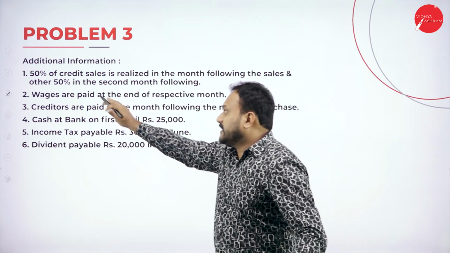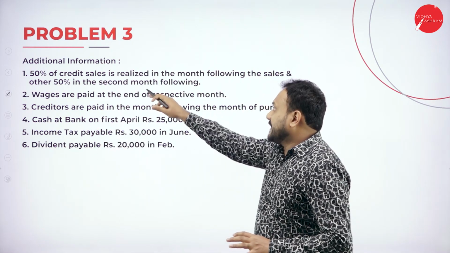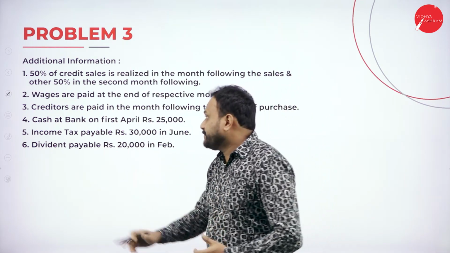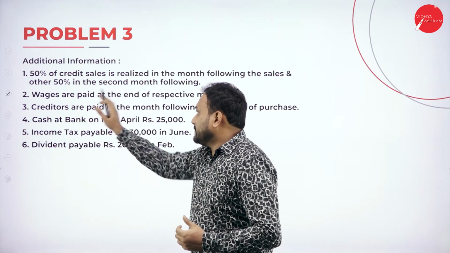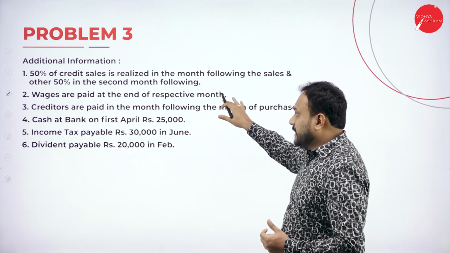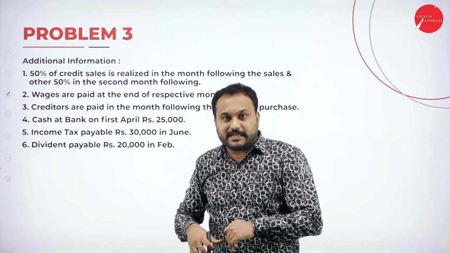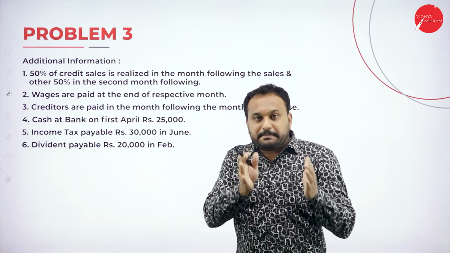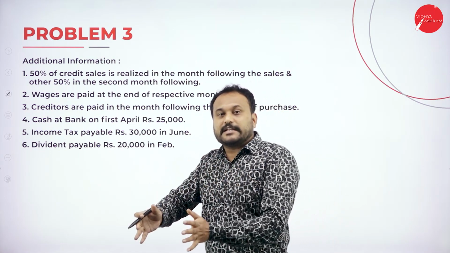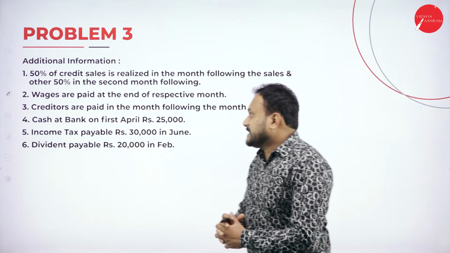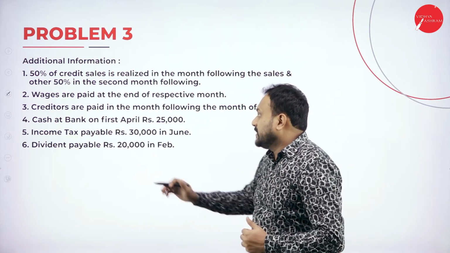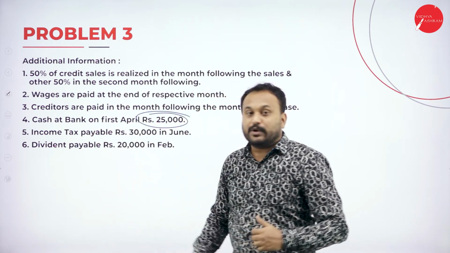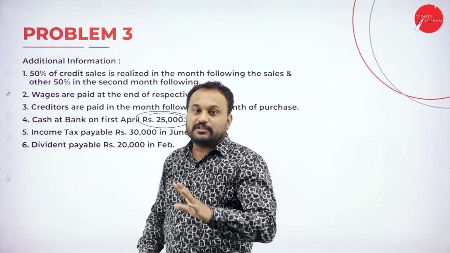The first information they say is about credit sales. Now sales is all about receipt. Let's check how much expenses we have. Wages is expenses. They have said it is paid at the end of the respective month. Respective month means in the same month. For example, they can tell you after 15 days, 11 days, whatever it is, that particular month you will put it. Creditors are paid. Creditors again is expenses. Cash at bank on 1st April is 25,000. So this is the opening balance of April.